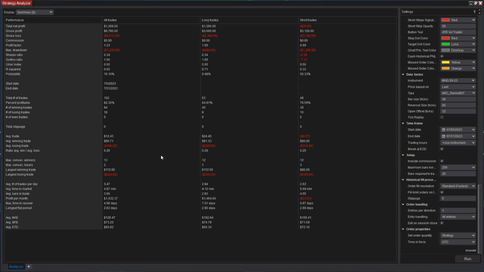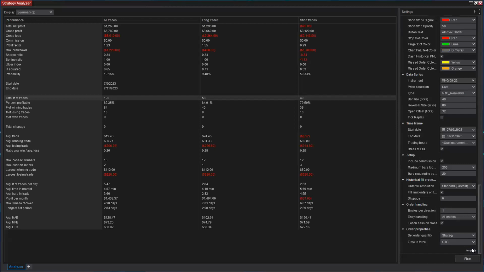This one, 82% profitable, 1.2. In terms of commissions, this thing isn't set to calculate my commissions, even though I have it here. But you got 102 trades. Yeah, I'll show you. Got 102 trades, so you can do the math on that. Still doing okay there.